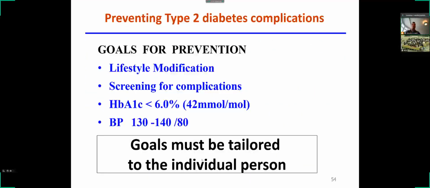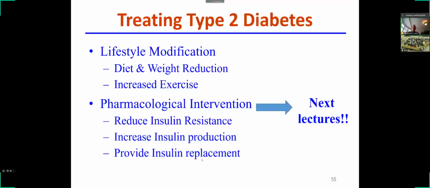So typically the doctor will start with lifestyle modifications, and then screening for additional complications, looking for those eye complications, checking blood pressure, and then keeping a monitor on the A1C levels. But the goals for the individual must be tailored to each patient. So first, we'll start with lifestyle modification before pharmacological intervention. You don't want to just start putting drugs into the patients.